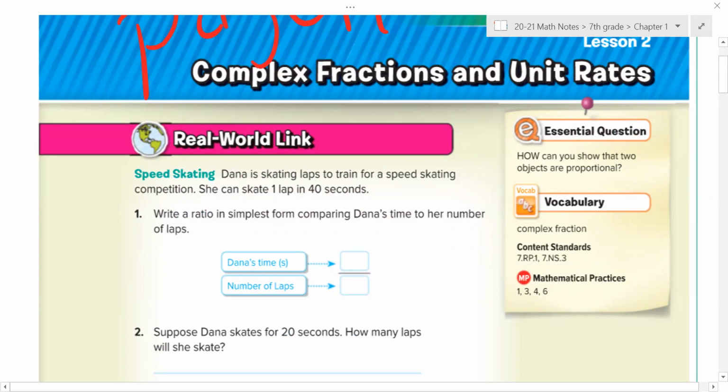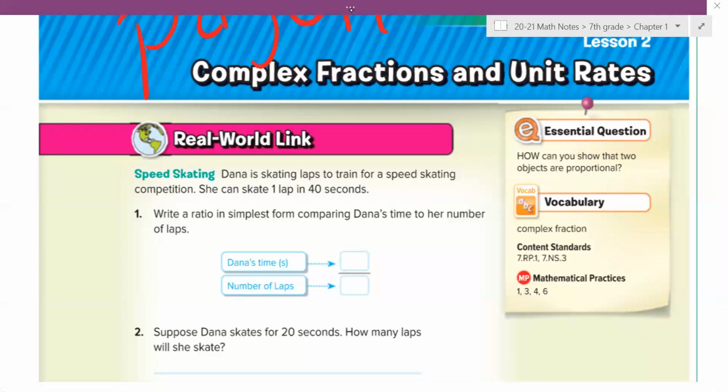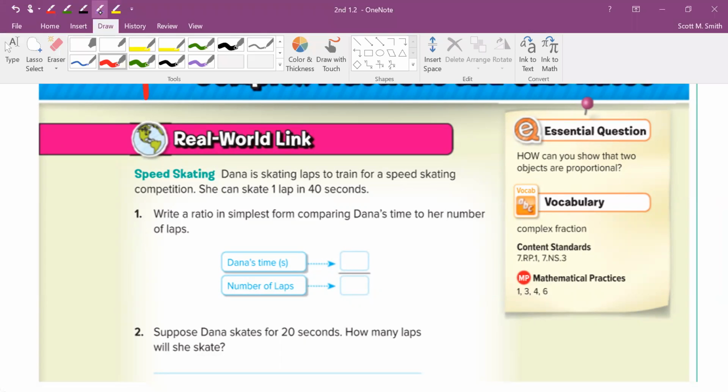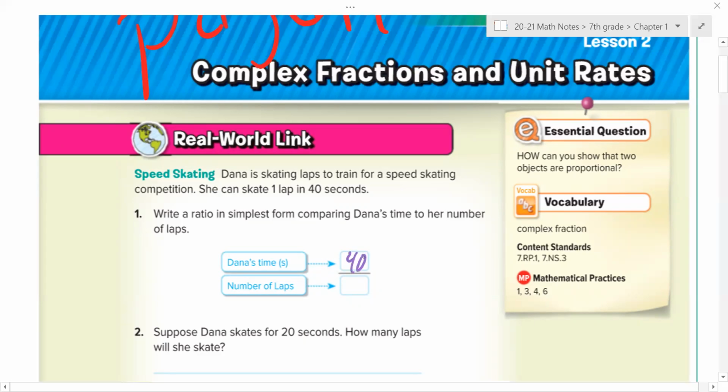Complex fractions and unit rates. This is chapter 1, lesson 2. Speed skating. Dana is skating laps to train for a speed skating competition. She can skate 1 lap in 40 seconds. Write the ratio in simplest form, comparing Dana's time to her number of laps. So in 40 seconds, she can skate 1 lap.